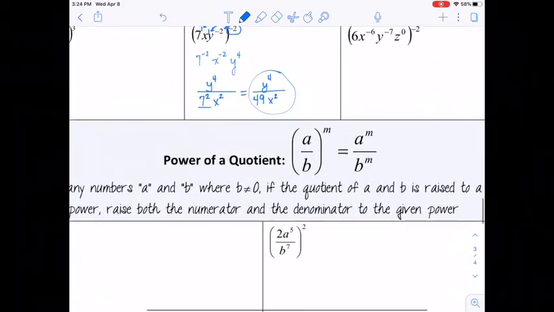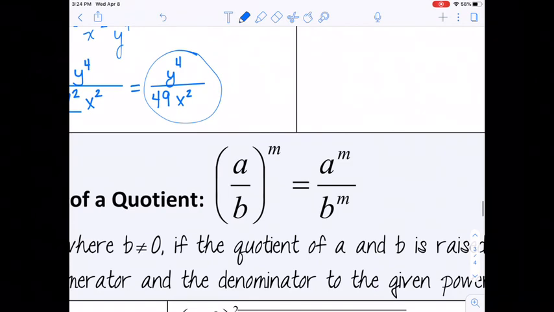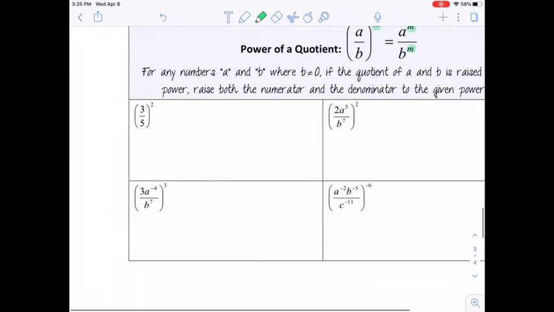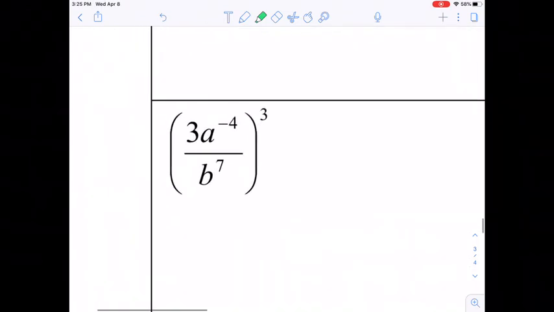And the power of a quotient rule is very similar. If I have an exponent outside the parentheses when I'm dividing inside, both the numerator and the denominator get that exponent. I'll do this one for you. So remember, every number that doesn't have an exponent written is to the first power. So I am multiplying 3 times both exponents in the numerator and 3 times the exponent in the denominator.